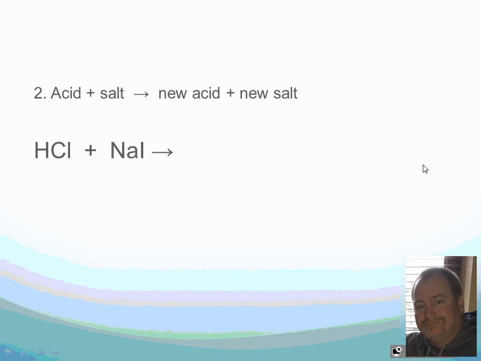Now, HCl plus NaI. Hydrochloric acid plus sodium iodide, so I have an acid and a salt. It's going to give me a new acid and a new salt. Basically, all I do is, once again, swap. Okay? Do the dance swap. So, I am going to have hydroiodic acid and sodium chloride. I just swapped the cations. Make sure you have the correct formulas written, which I do. Make sure it's balanced, which it is.